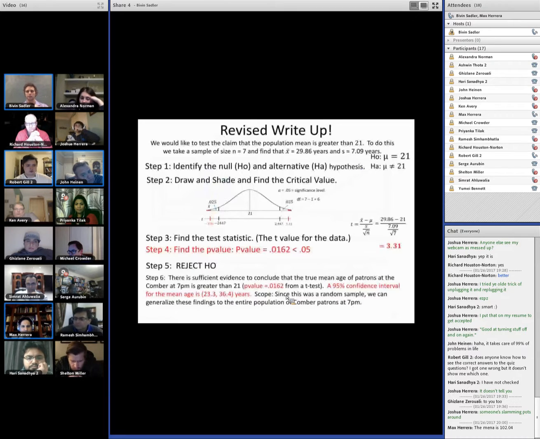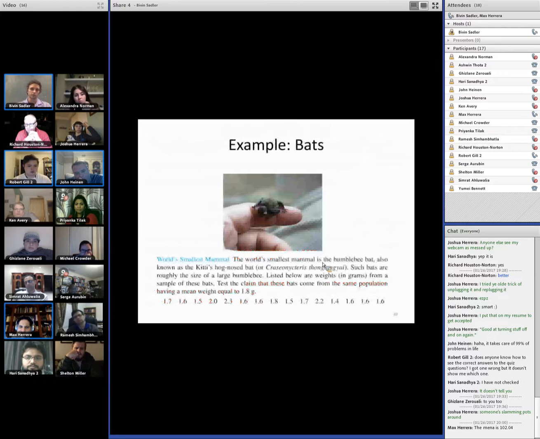This wasn't a 2-sample test. There's no cause and effect here, right? There's no control and there's only one population. So we can assume that if we took another sample of size 7, we would get a similar result, that we would reject. We can assume that the true mu of this population is actually greater than 21.